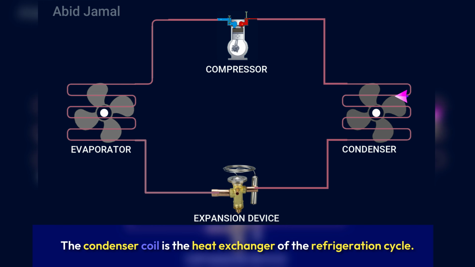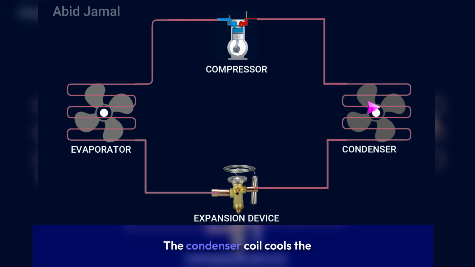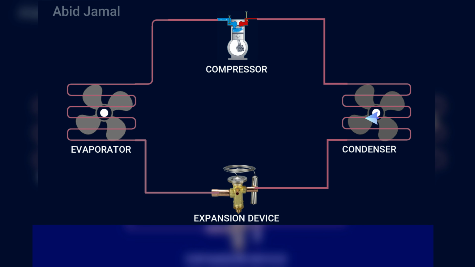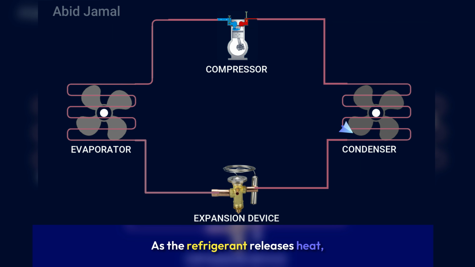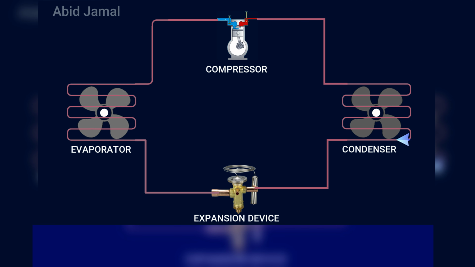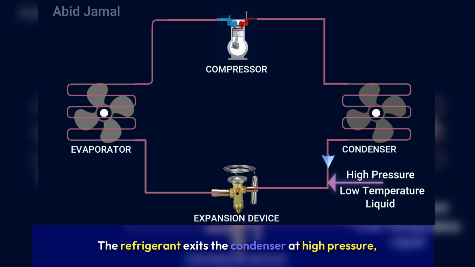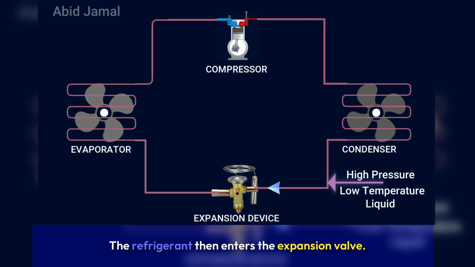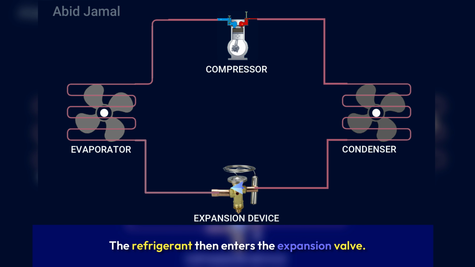The condenser coil is the heat exchanger of the refrigeration cycle. The condenser coil cools the high-temperature refrigerant coming from the compressor. As the refrigerant releases heat, the refrigerant changes from a vapor state to a liquid state. The refrigerant exits the condenser at high pressure, low temperature, and in liquid form. The refrigerant then enters the expansion valve.